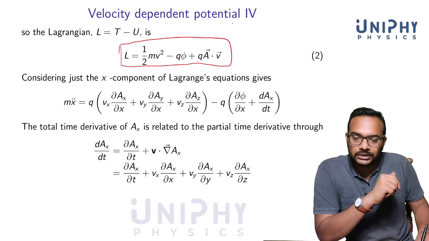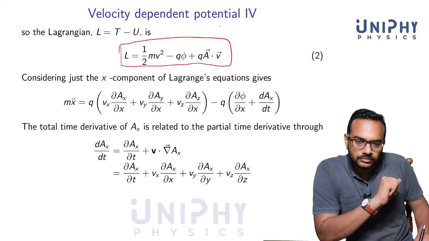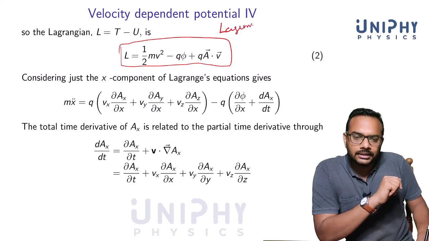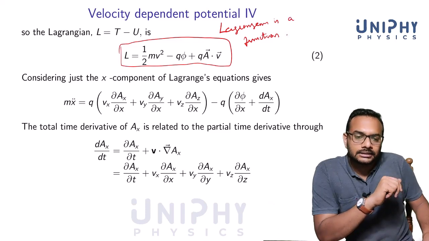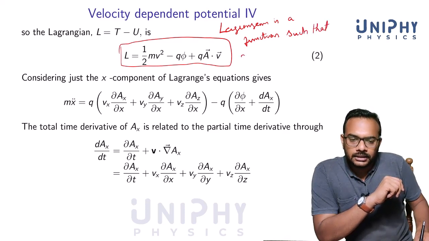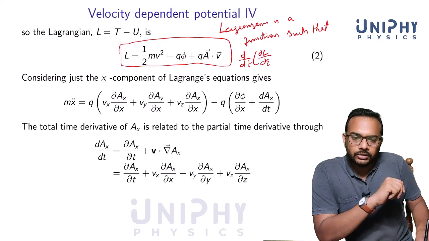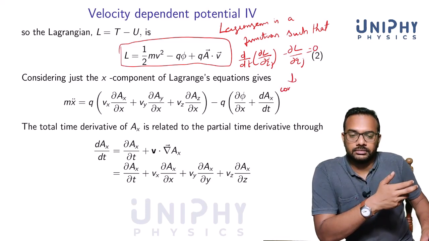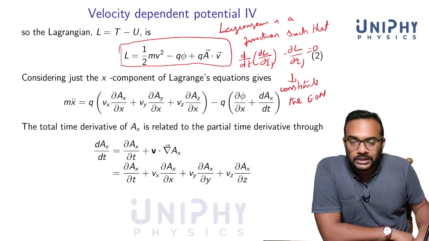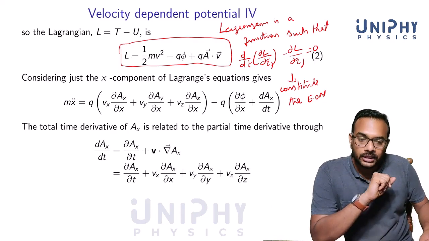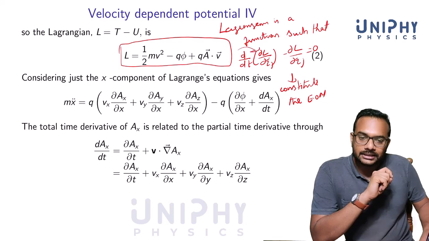So, what's a Lagrangian? One way to define the Lagrangian is this. We can say that the Lagrangian is a function such that, without going into the details, d by dt of dou L by dou Qj dot minus dou L by dou Qj is equal to 0 constitute the equations of motion. So, the Lagrangian is that function which gives you the equation of motion if written like this. That's the definition of the Lagrangian.